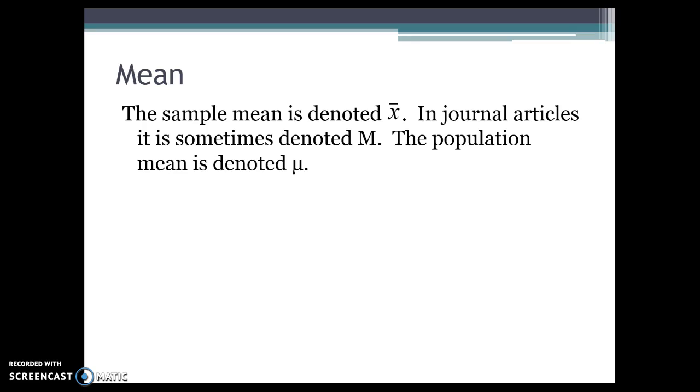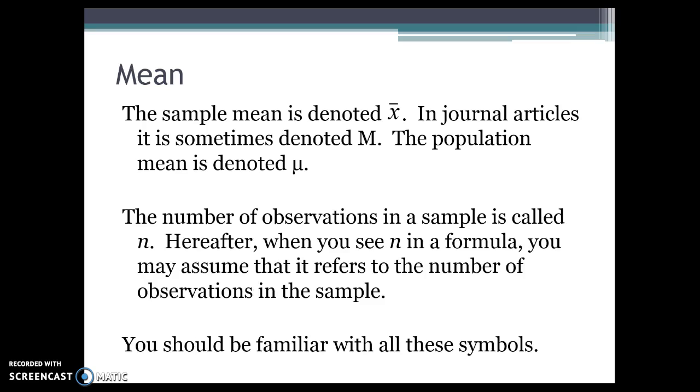All right, so notation in this course is really important. We start with the sample mean, which is X bar. In journal articles and in your textbooks, it's sometimes denoted with a capital M. Either one of those is fine, X bar or M. The population mean is this lowercase Greek letter mu. The number of observations in a sample is lowercase n.